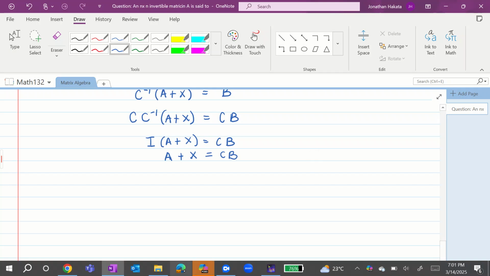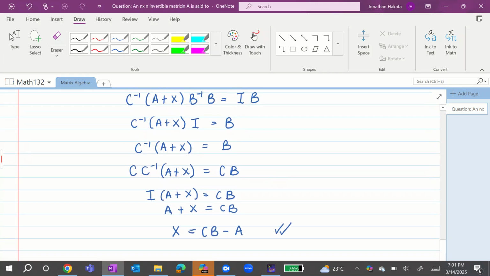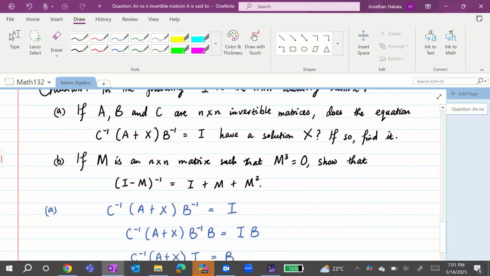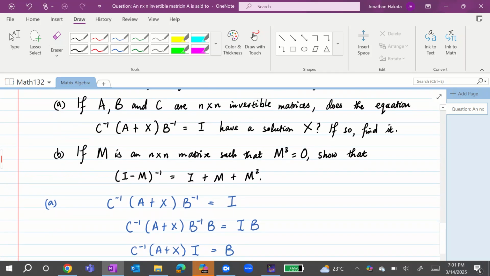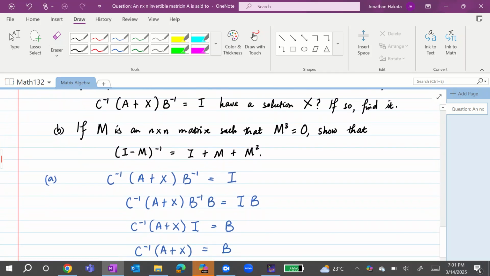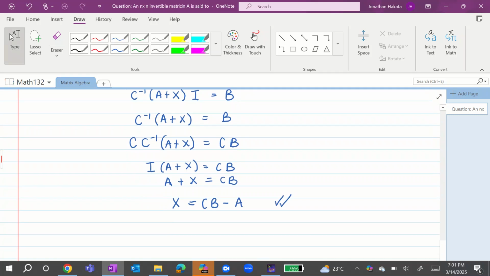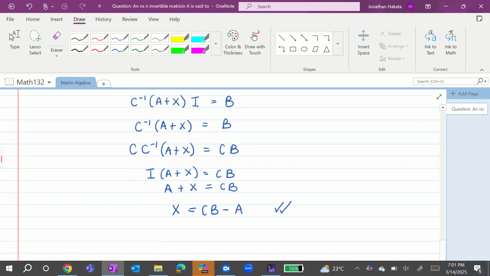Okay, and now I can move things around and make X the subject. I think this was the required solution, right? Oh, it wasn't "show that", it was just "solve for x". All right, so this is the answer, guys: C B minus matrix A.